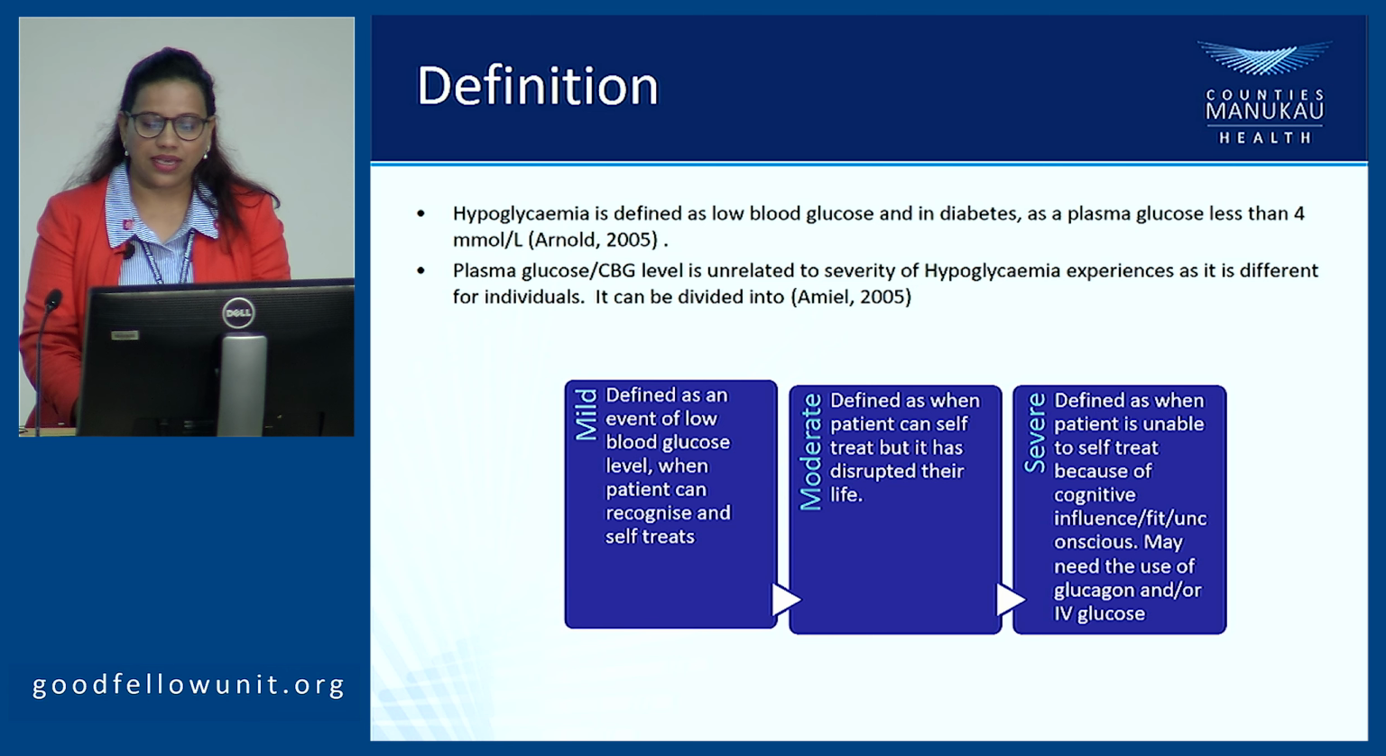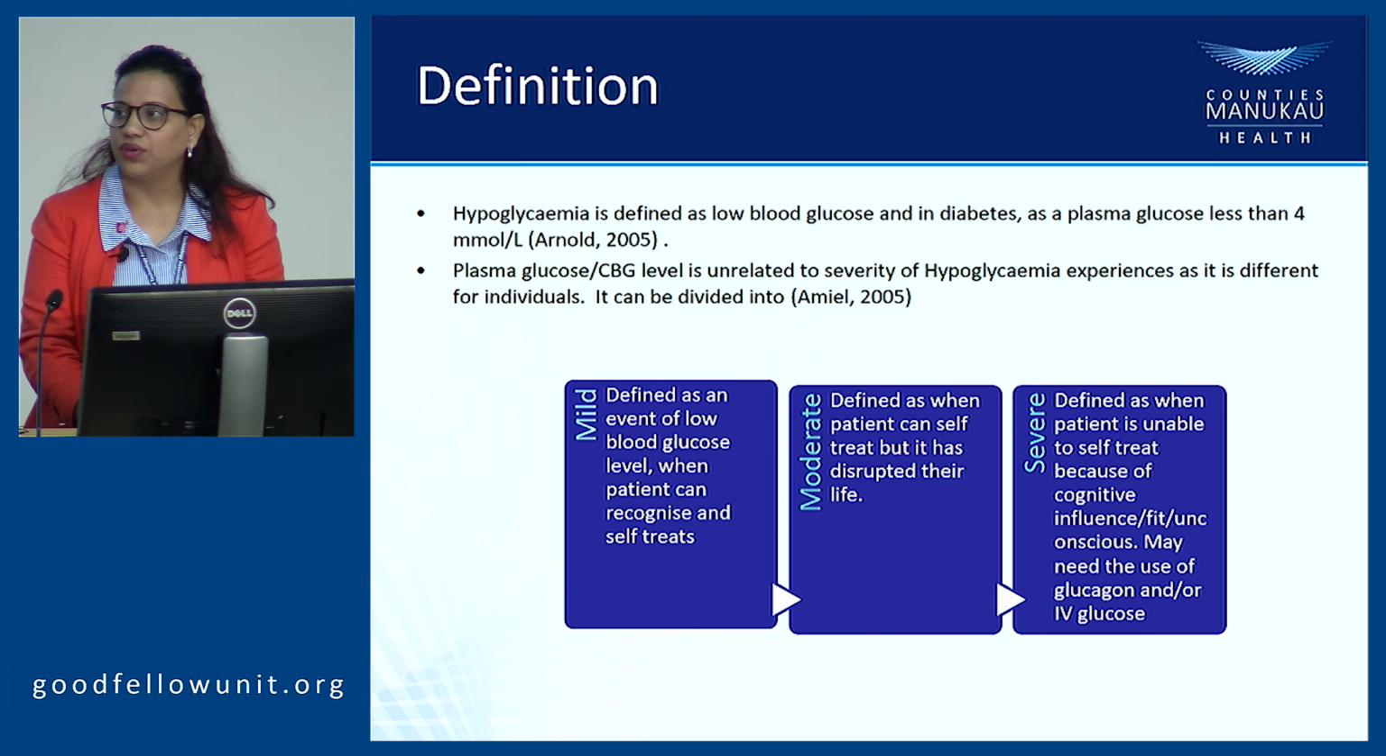Mild hypoglycemia is defined as an event when the patient, him or herself, can manage the hypoglycemia event and can self-treat. Moderate hypoglycemia is defined as the event when the patient can self-treat, but it is a big disruption in their day-to-day life. Severe hypoglycemia is defined as when the patient is unable to self-treat and needs help from another person, or may have experienced unconsciousness or a fit.